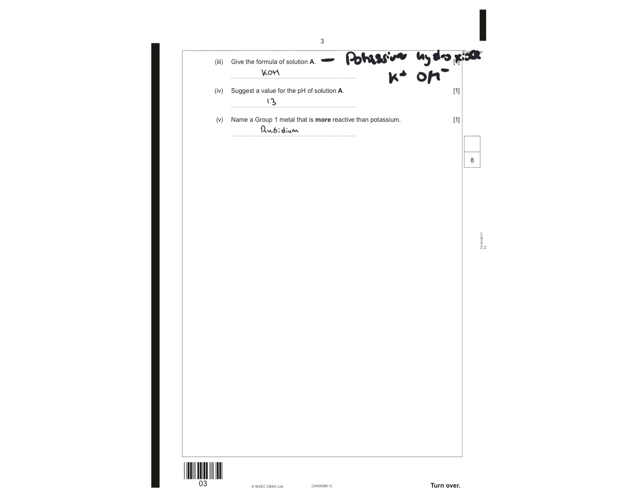Suggest a value for the pH of solution A. Well, they're called the alkali metals, so they're going to have a high pH. Remember, the strongest alkali is around 14, so 13 or 14 is what we're looking for there. And then name a group 1 metal that is more reactive than potassium. Well, remember, as we go down group 1, it becomes more reactive. So that tells me that anything below potassium, so we could pick rubidium, caesium or francium, because they're below potassium.